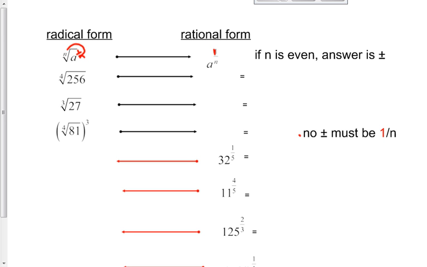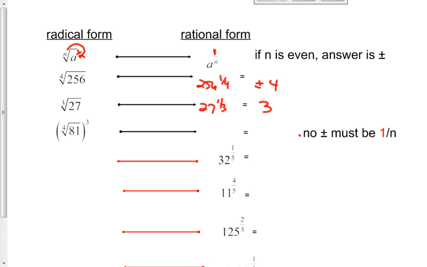Okay, radical form. 4th root of 256 becomes 256 raised to the 1/4. I then can solve this one. 256 is one of those numbers we're supposed to be able to remember. 256, if you can remember, comes from 4. And since it's an even power and the numerator is a 1, I need to put plus and minus 4. The cube root of 27 written in rational form would be 27 raised to the 1/3 power, and 27 comes from 3. My power was 1/3, that's an odd number. I do not need a plus and minus.